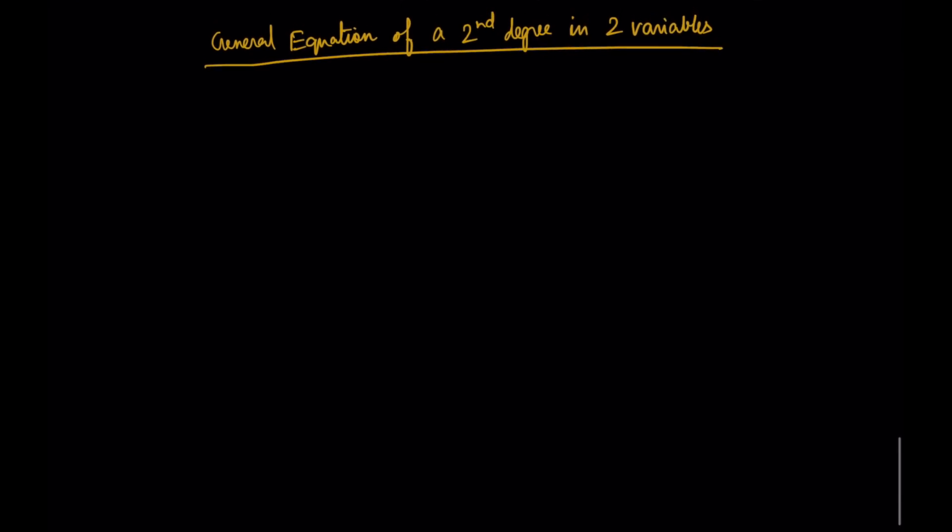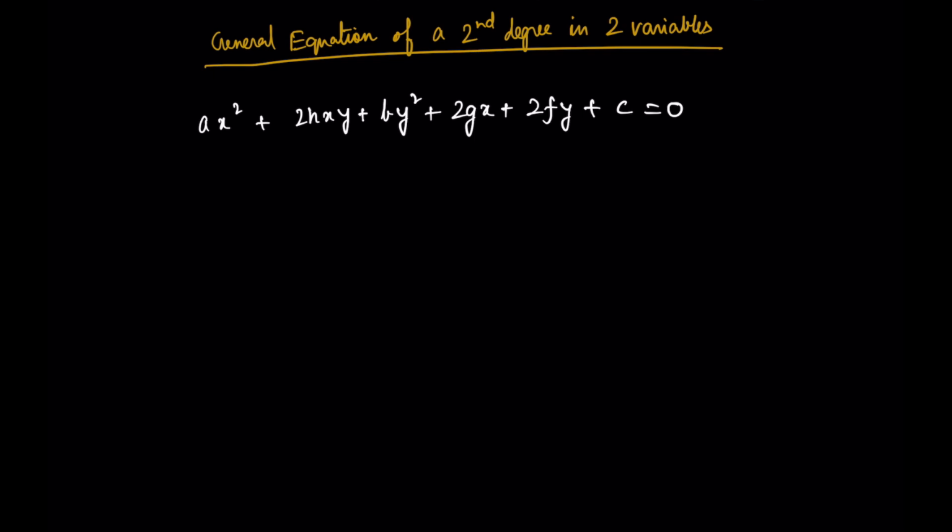You already saw that the general form of a quadratic equation in variables x and y is what? Ax square plus 2hxy plus by square plus 2gx plus 2fy plus c equals 0. Students, understand this fact. This equation you have to remember by heart. This represents the equation of a pair of straight lines.